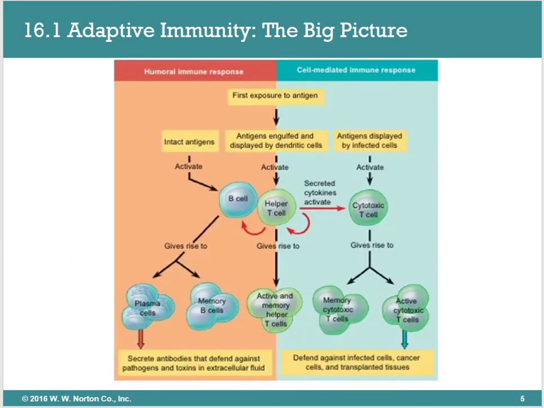Okay, so this is a basic diagram that shows the big picture of the adaptive immunity. It shows the humoral and the cell mediated. We're going to go through what part is the humoral and what part is the cell mediated throughout this lecture. So at that, I'm just going to leave it. If you want to, you're more than welcome to pause the video and look at this.